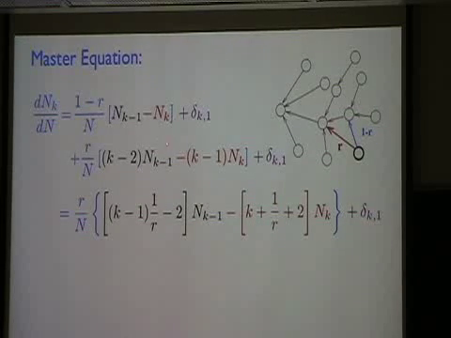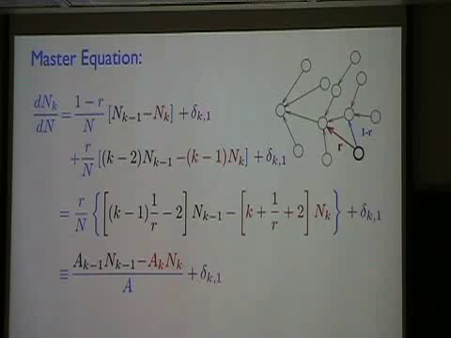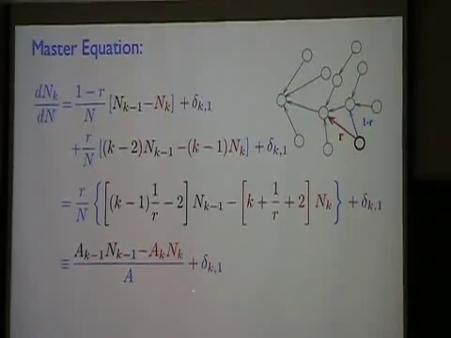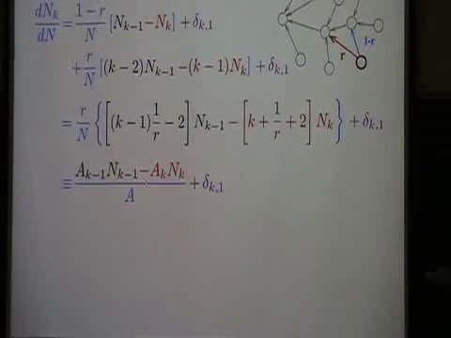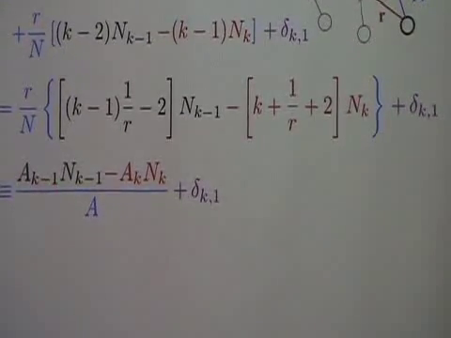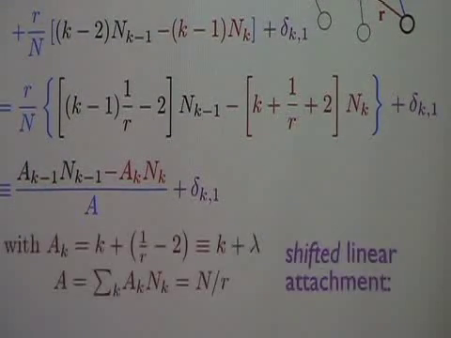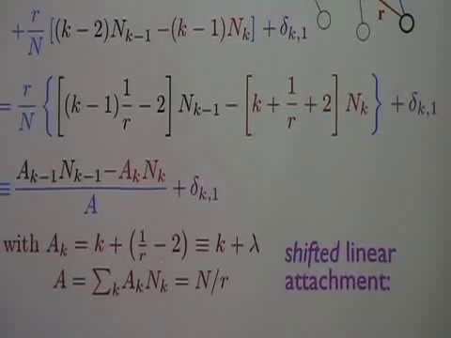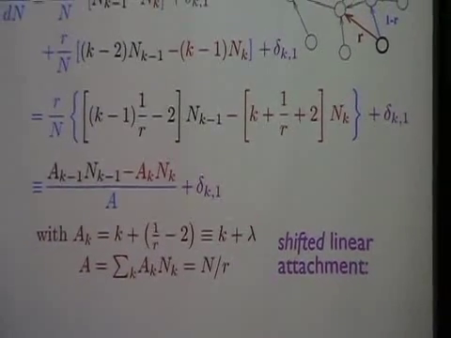Okay. Anyway, so if we gather these terms together, one sees that the thing which is multiplying n_k, which in the random recursive tree was just 1, now has a k dependence. And so that's what I mean by shifted linear attachment. So let me rewrite this in a little bit of shorthand notation. I'll write it in a suggestive way. A sub k is the attachment rate to the node of degree k. A sub k minus 1 is the attachment rate to the node of degree k minus 1. And in this formula, A sub k is exactly equal to k plus this shift.